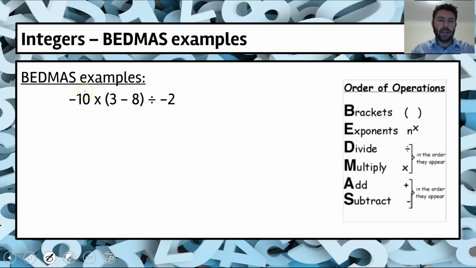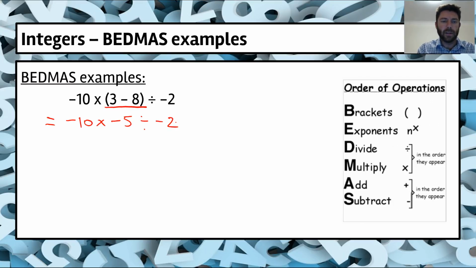All right, let's have a look at another long example now. So we've got minus 10 times 3 minus 8 in brackets divided by minus 2. Once again, let's work through this. Ask ourselves the question, are there any brackets? Yes, I need to calculate that first. So we write the rest of the question, minus 10 times 3 minus 8 gives me minus 5. And then we're going to divide that by minus 2.